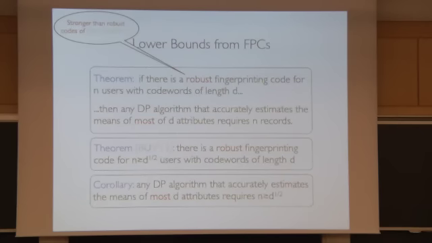So maybe you want to relax the guarantee so that instead of estimating the mean of each of the D attributes, I just estimate most of the attributes correctly. And to get a lower bound for that relaxed version of the problem, we need a fingerprinting code satisfying some notion of robustness. People have considered these kinds of robust fingerprinting codes before, but they don't have a strong enough robustness property for our purposes. So we actually went out and showed how to construct them.